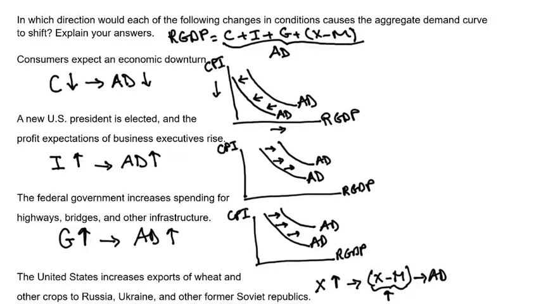So what happens to aggregate demand? It will increase once again. We can show that as a rightward shift in aggregate demand. So always put everything on each axis, and this is good practice.